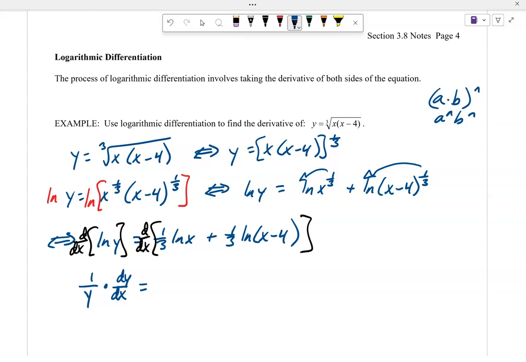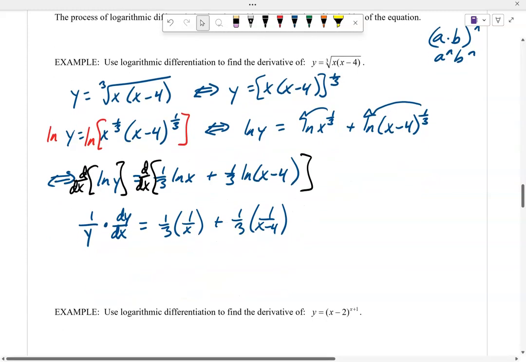Over here, I'm just taking the derivative, the variables agree here. So the constant stays there, 1/3. Derivative of the natural log of x is 1 over x. Constant stays there. Derivative of the natural log of x minus 4 is 1 over x minus 4. Derivative of x minus 4 is just times 1.